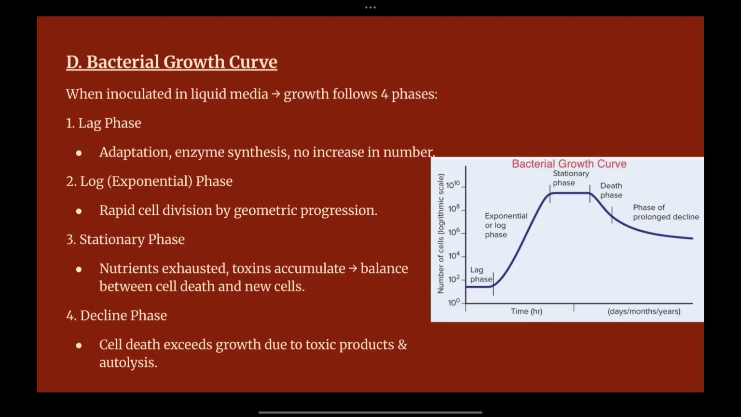Now when the liquid medium is inoculated, meaning the liquid medium with the culture medium wherein the bacterium grows, it is determined in 4 different phases. The first phase is the lag phase, the second phase is the log or exponential phase, the third phase is the stationary phase, and the fourth phase is the decline phase.